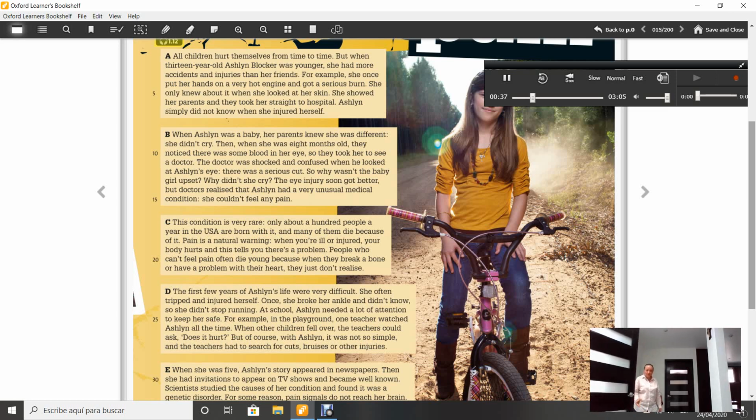When Ashlyn was a baby, her parents knew she was different. She didn't cry. Then, when she was 8 months old, they noticed there was some blood in her eye, so they took her to see a doctor. The doctor was shocked and confused when he looked at Ashlyn's eye. There was a serious cut. So why wasn't the baby girl upset? Why didn't she cry? The eye injury soon got better, but doctors realized that Ashlyn had a very unusual medical condition. She couldn't feel any pain.